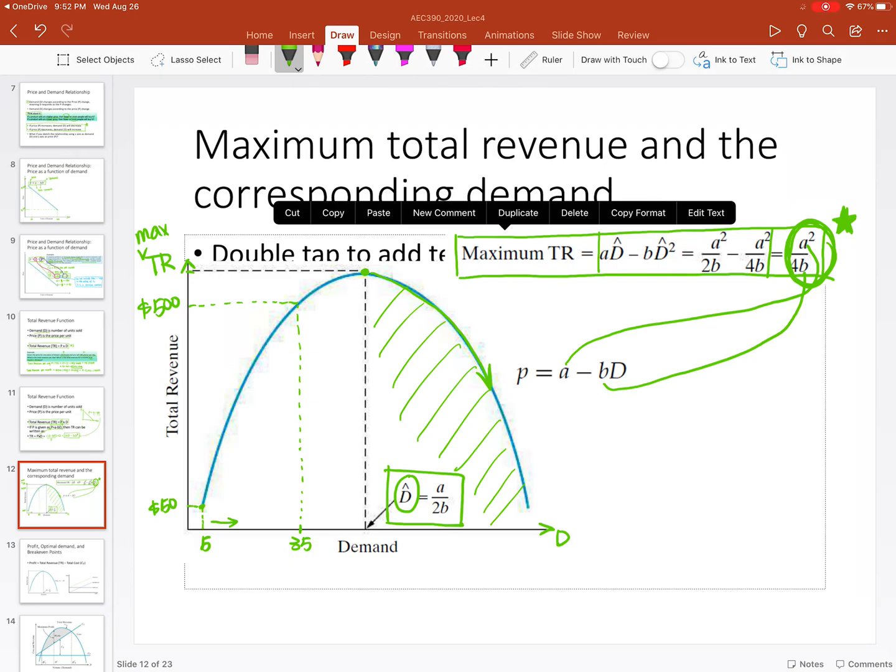Because the total revenue will decrease after the maximum total revenue point. But why do we have this? One reason is, think about the relationship between price and demand. If you sell more, one possibility is you sell it cheaper, right? That's when you have more demand.